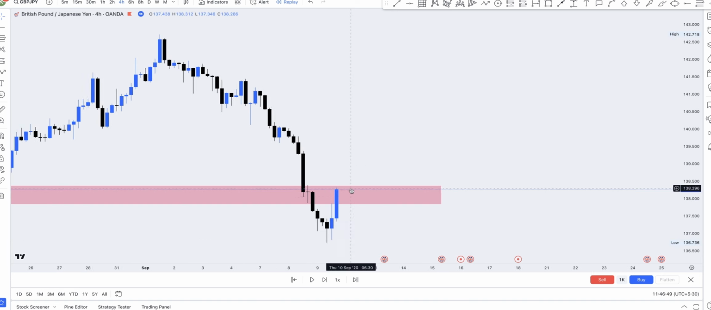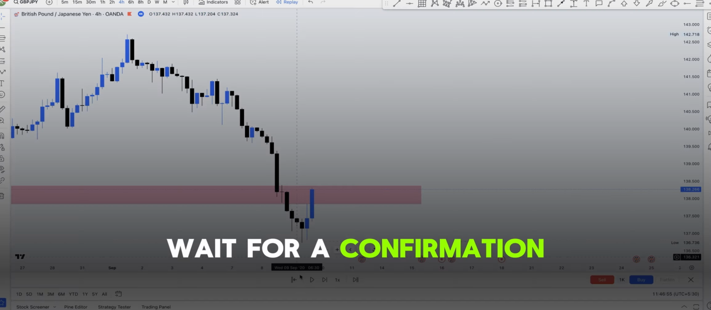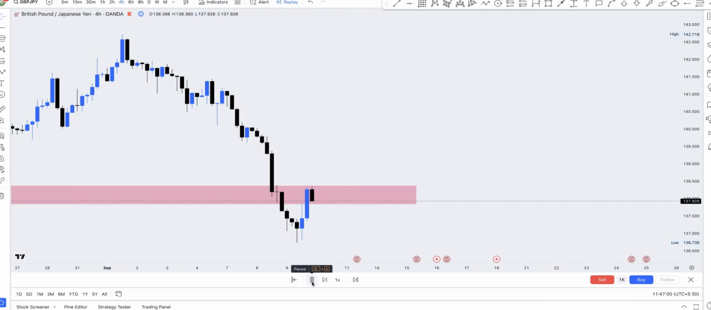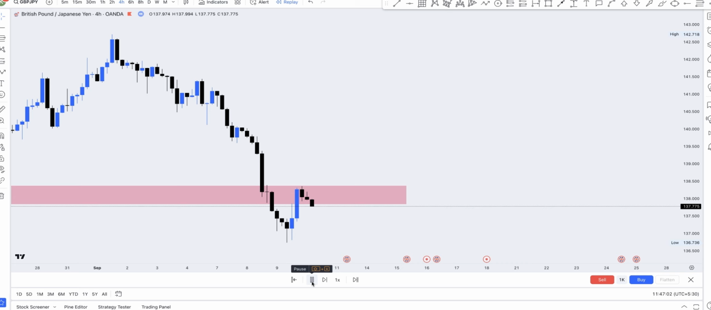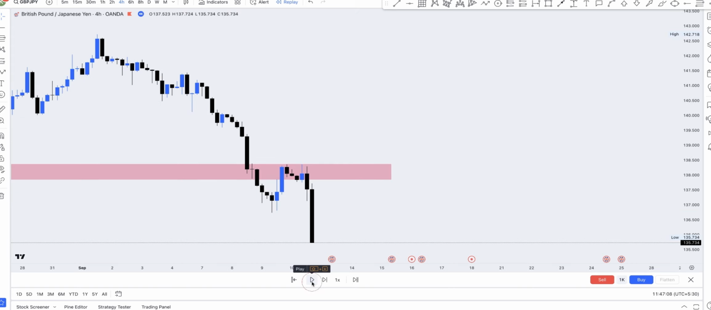But when price retests the zone, we don't just start buying, we don't just start selling. You would have to wait for a confirmation, like I always say. So let's see if we are going to get a confirmation on that zone so that we can continue buying, selling from the zone. Let's see if we are going to get a very good confirmation.